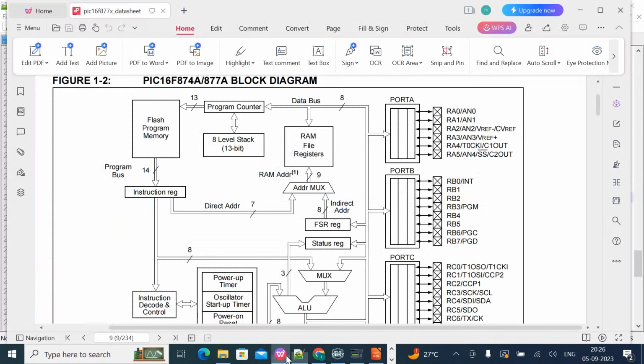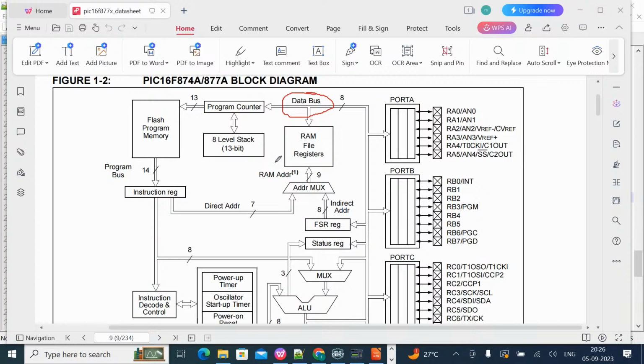Okay, see this block diagram. Are you able to see the data bus here? Are you able to find the data bus in this block diagram, everybody? Address bus and program bus are different, data bus is different. Are you able to find the data bus, everybody? So in front of the data bus, whatever number is mentioned nearby, that will be the size.